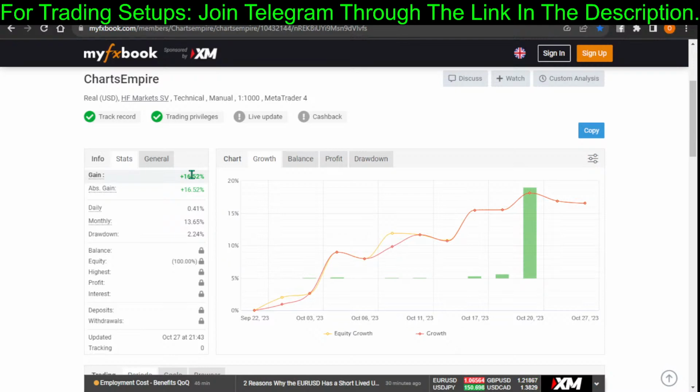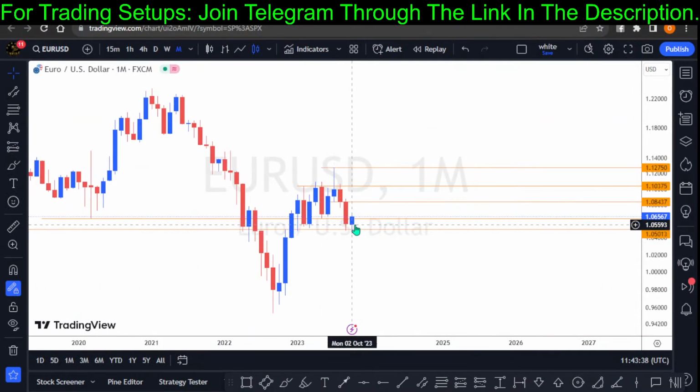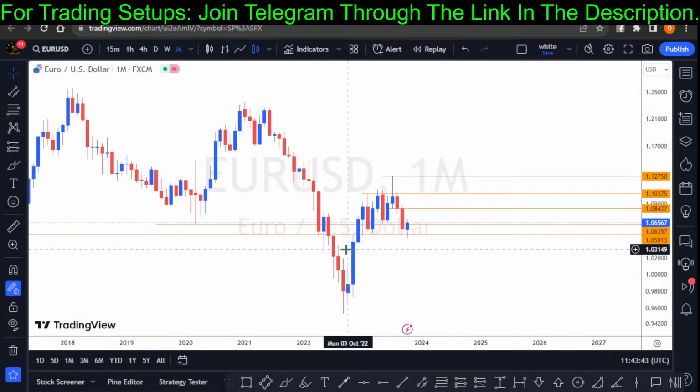So that is good. Now we are looking ahead to the month of November. I'm waiting for the monthly candlestick to be formed. Once the monthly candlestick is formed today, I'll be able to make a fresh analysis based on my trading strategy, right? So that is what I have.